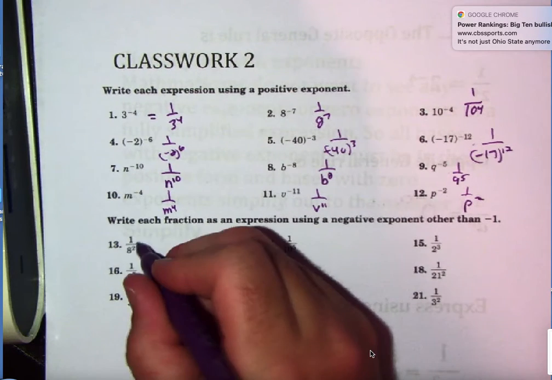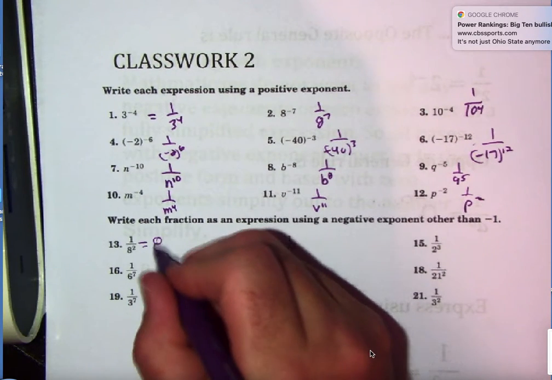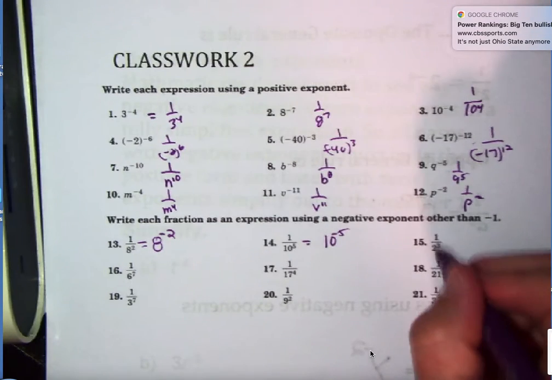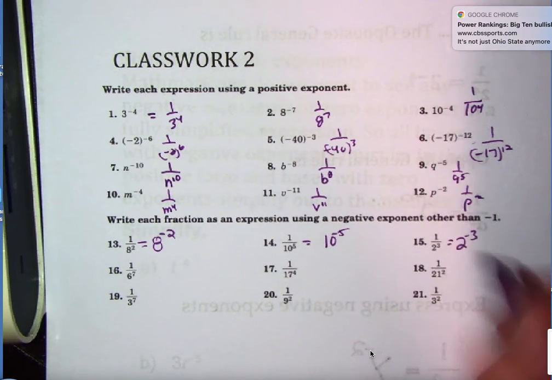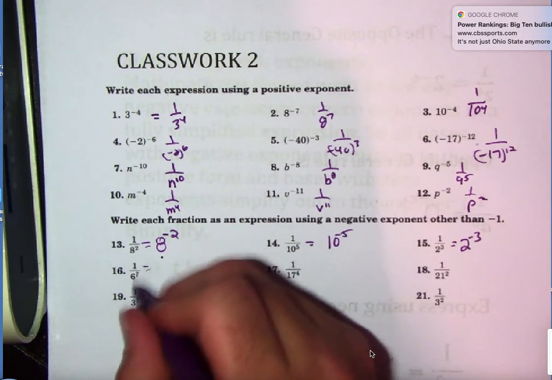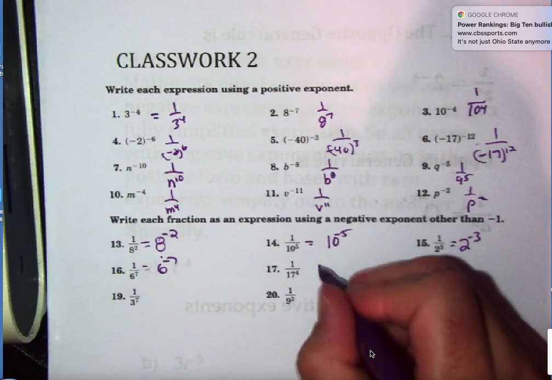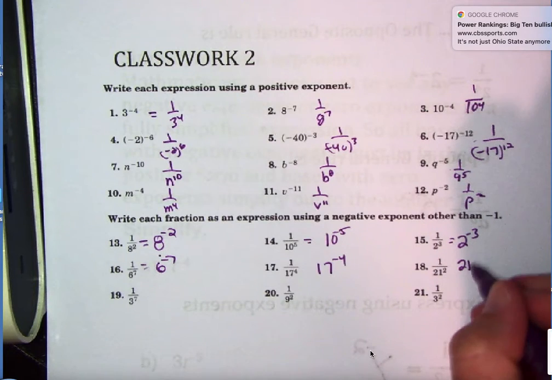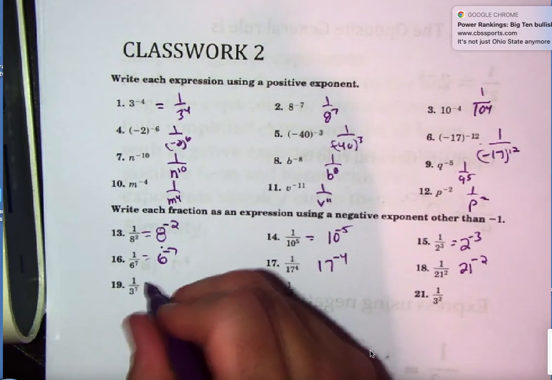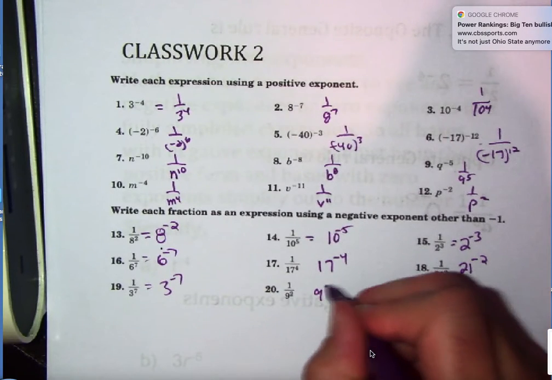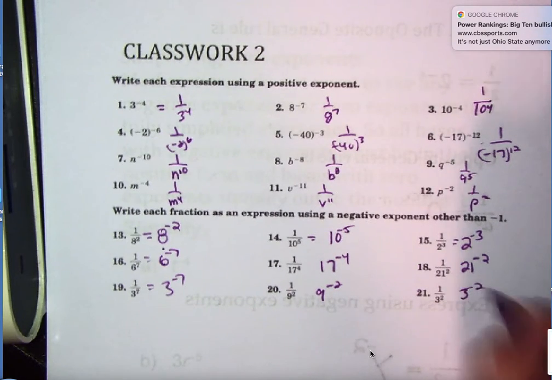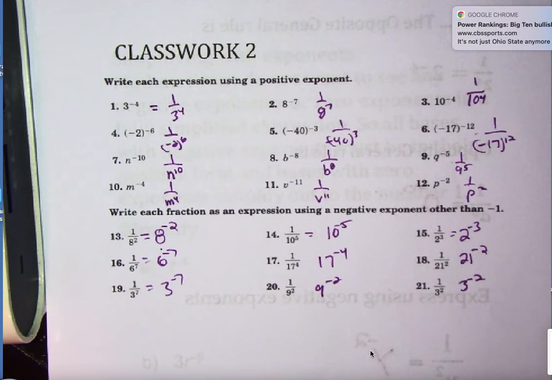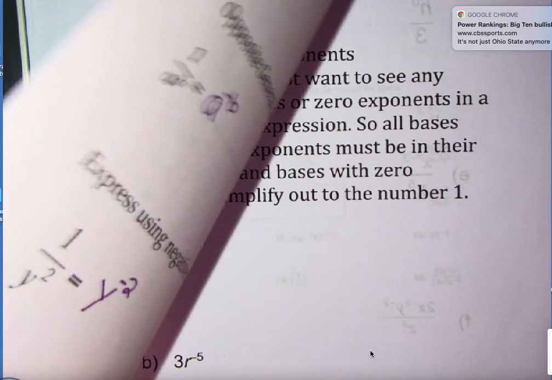Boom. And then going the opposite, we can do it too. 1 over 8 squared is 8 to the negative 2. And 1 over 10 to the fifth is 10 to the negative fifth. 1 over 2 to the third is 2 to the negative third. 1 over 6 to the seventh is 6 to the negative seventh. Keep the base the same, take the denominator exponent, and then move it up as a negative exponent. Cool. And so that repetitive motion is just to get us to think about it, just keep pushing ourselves. So those are the answers to classwork 2.